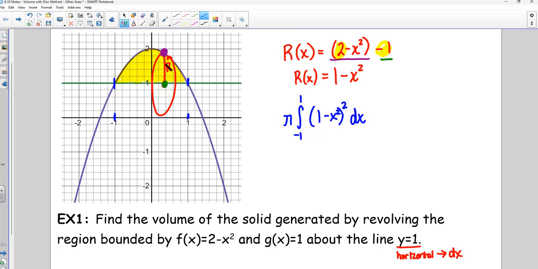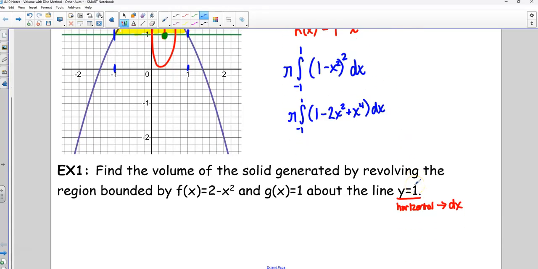Okay, so just like yesterday, you're doing pi radius squared. You use your limits from the x-axis. The only difference is that finding that radius is a little bit different. So we will have, let's expand right here. We will have 1 minus 2x squared plus x to the 4th here. And once we expand, we have to integrate. Chandler, what will I get whenever I integrate this?